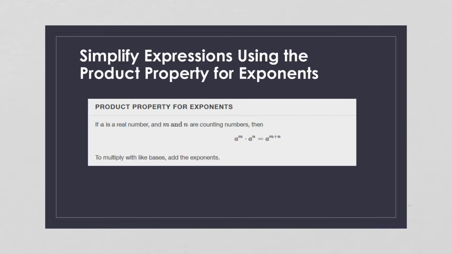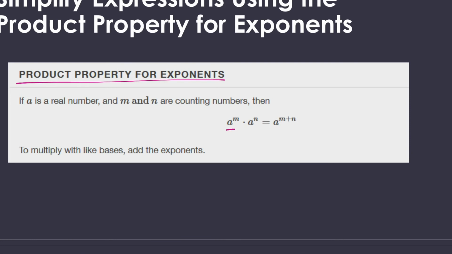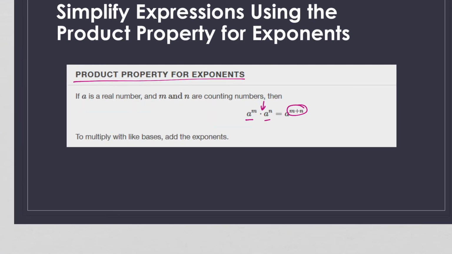So this is one of our property rules. This is called the product property for exponents. It says that when you have the same base and you are multiplying, you add your exponents together. So the same base and you're multiplying, you add your exponents together. So if I have x to the 2nd power times x to the 3rd power, that would be x to the 5th power.